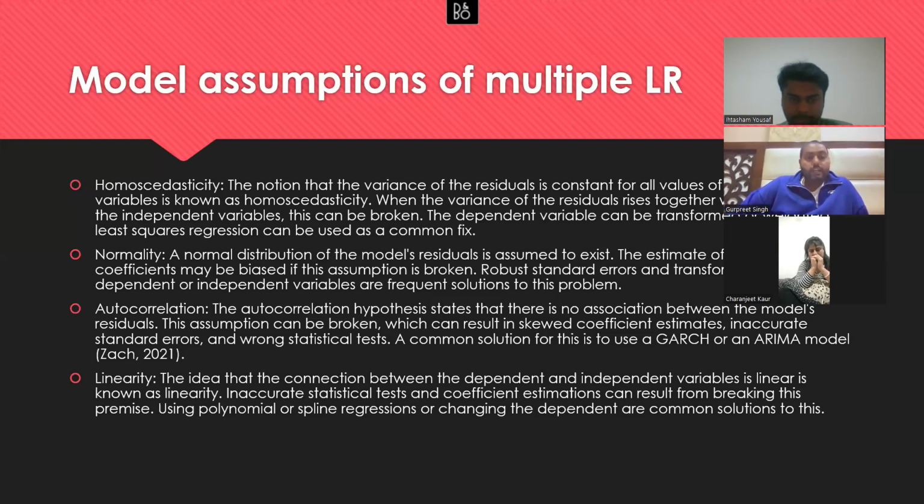Linearity. The idea that the connection between dependent and independent variables is linear is known as linearity. Inaccurate statistical tests and confidence estimation can result from breaking the premises. Using polynomial and spline regression or transforming the dependent variable are common solutions to this.